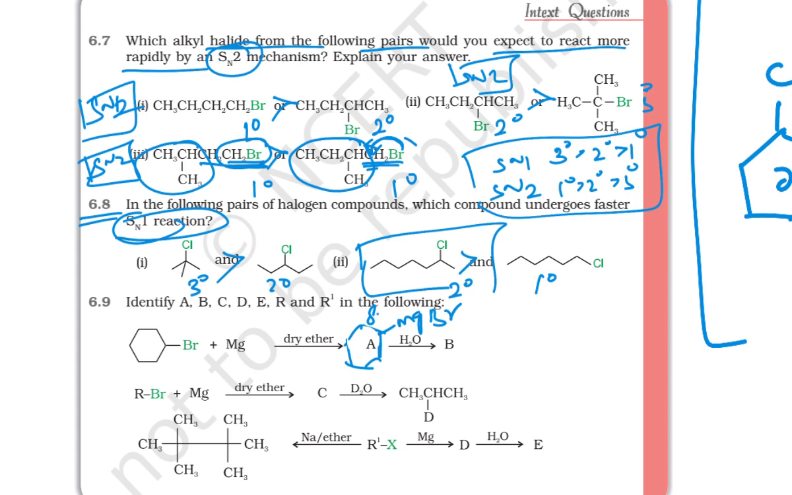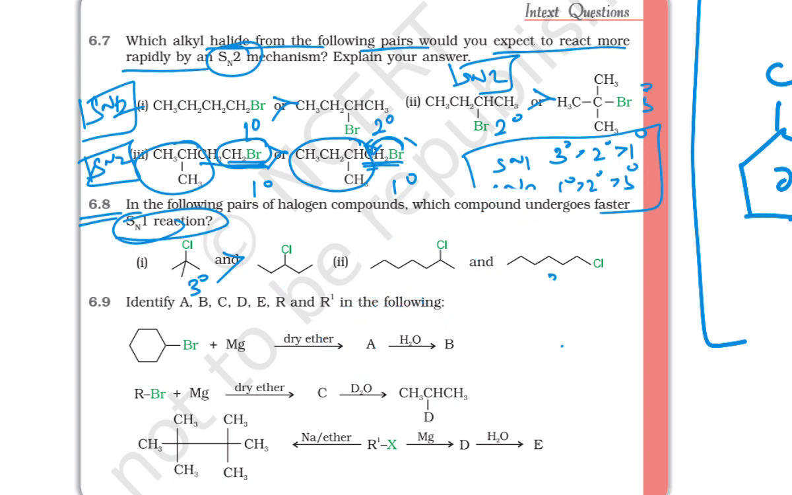The carbon is more electronegative compared to magnesium. This is delta minus, this is delta plus. If H plus OH minus is there, this minus abstracts the proton. At that time B is cyclohexane, the product. Clear? So we go for the next question.